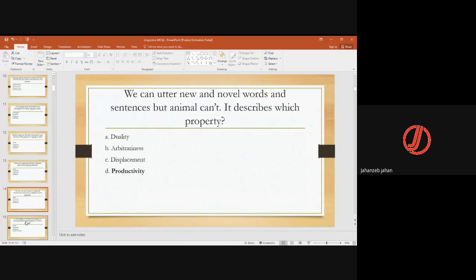We utter new and novel words and sentences, but animals can't. It describes which property? So that is productivity.